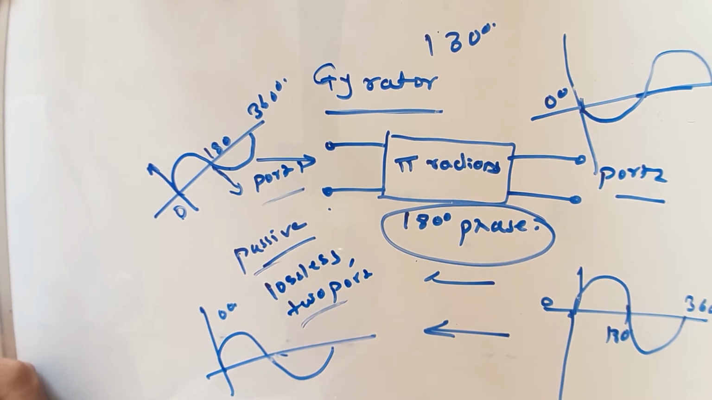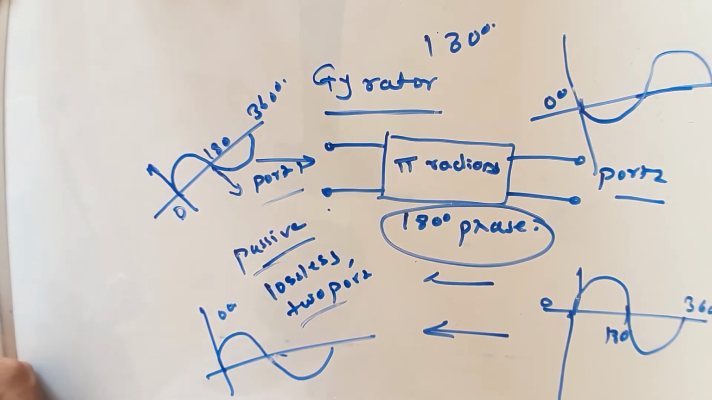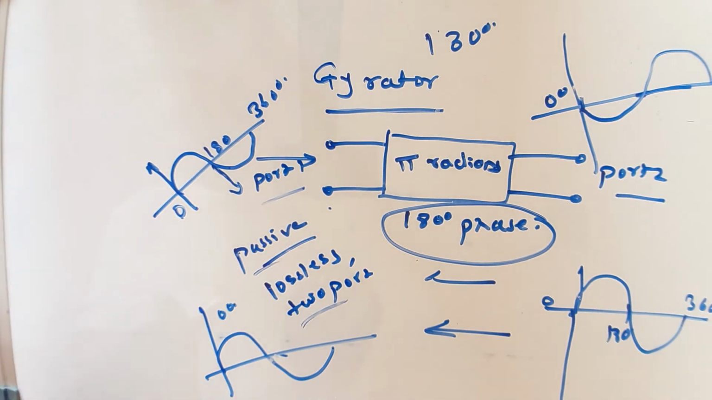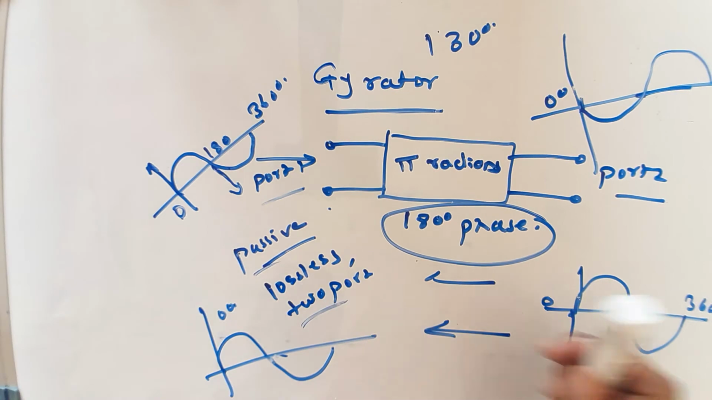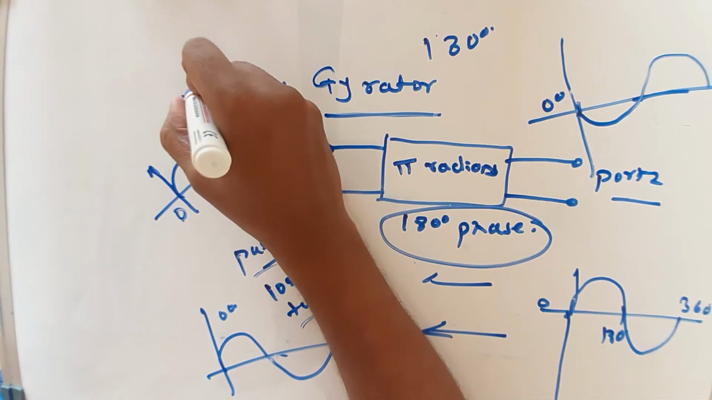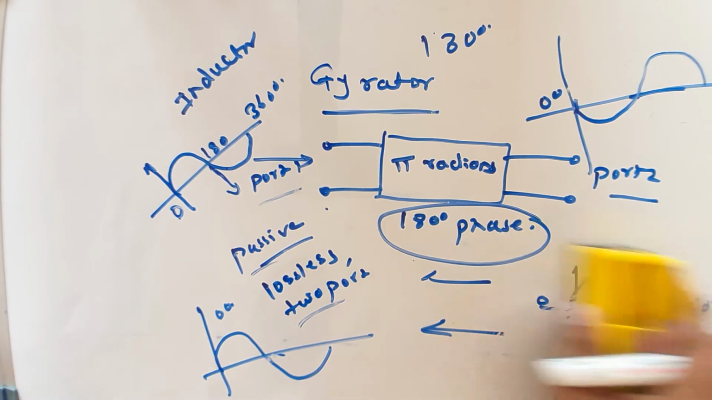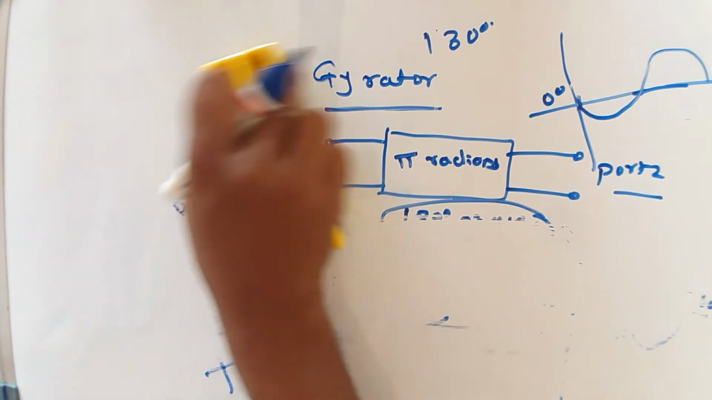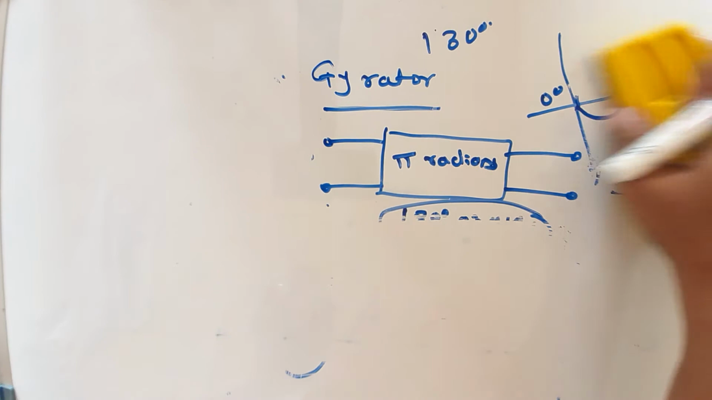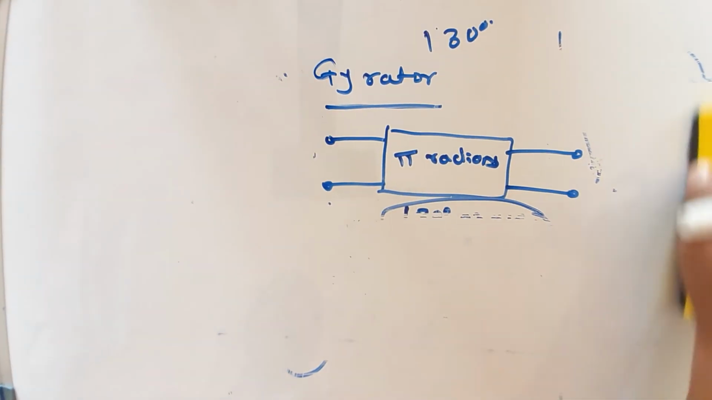Basically a gyrator is used to invert the current-voltage characteristic of electrical components. Similarly, it can be simulated as an inductor. Again, in applications, basically it will be used in IC technology with a phase shift of 180 degrees.